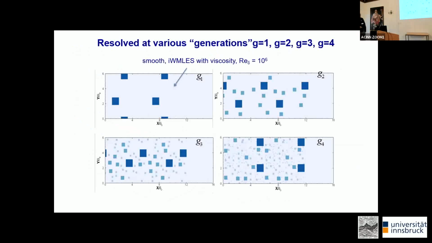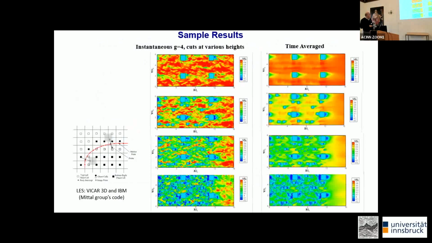So again, we ran simulations where we have one generation, two generations, 3 and 4 generations. Each of the little ones here is actually resolved on a grid. This is using a numerical code by a colleague. It's PICAR3D, so it's an inverse boundary method. And here, for example, our sample results, these are instantaneous snapshots of horizontal planes for the 4 generation one, and these are cuts at different heights.